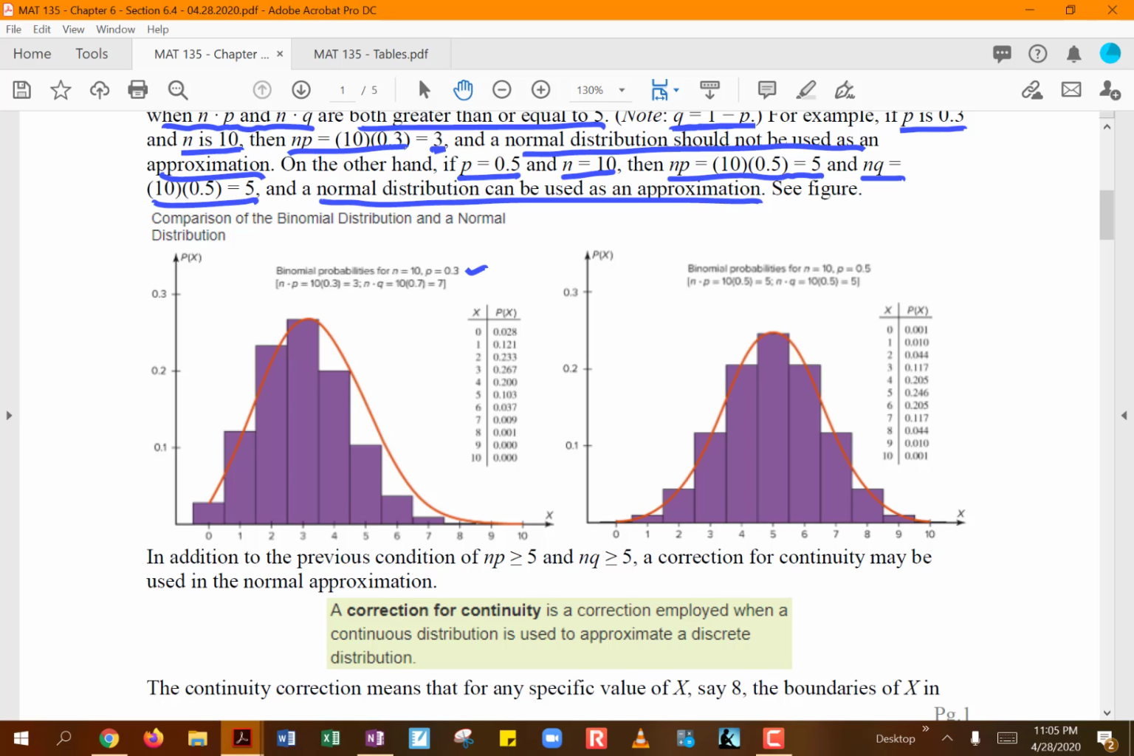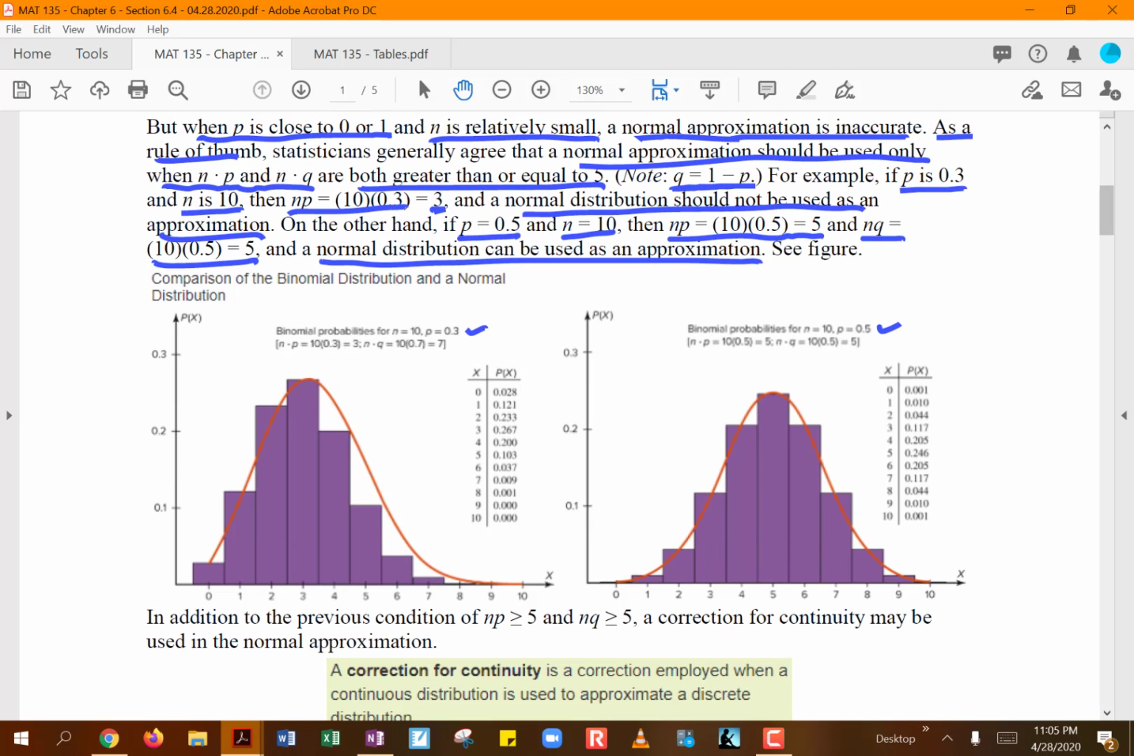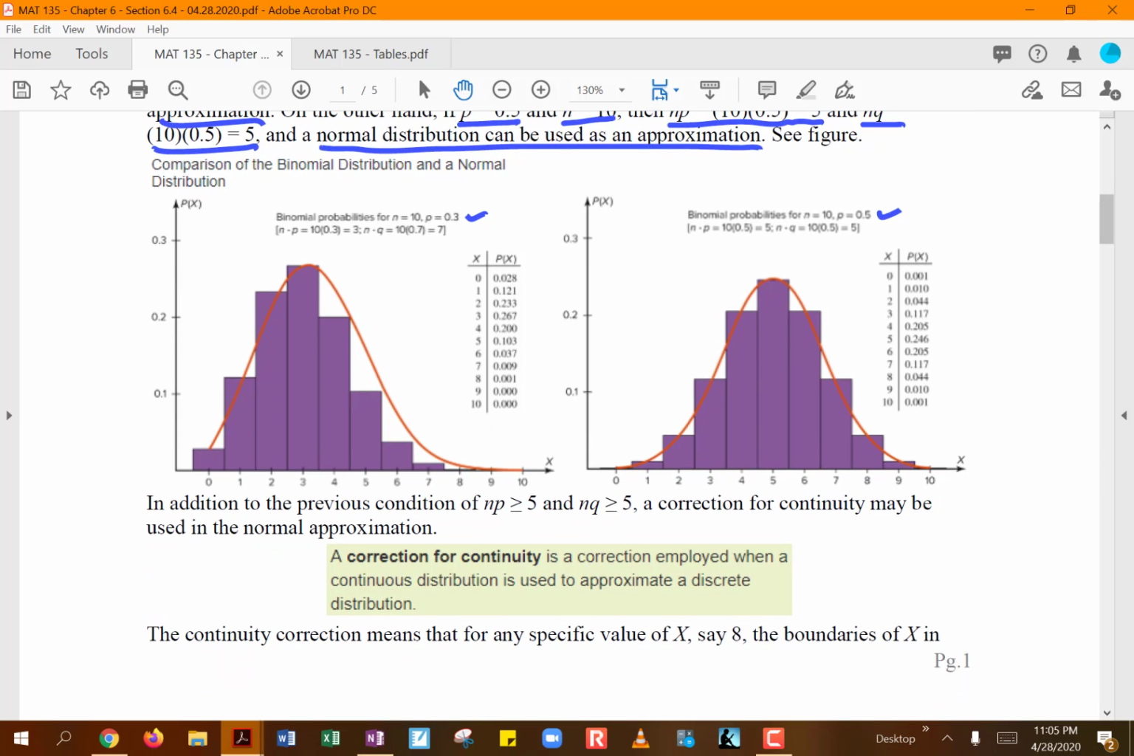But when you look at the binomial probabilities for n equals 10 and p equals 0.5, you can see that distribution has a symmetric shape and looks more like a normal distribution than the one on the left. So on the one on the right, we can use a normal approximation for it. So that's the difference between these two examples. Okay? They are also saying, in addition to our previous condition of n times p being greater than or equal to 5 and n times q being greater than or equal to 5, we also have to use a correction for continuity.